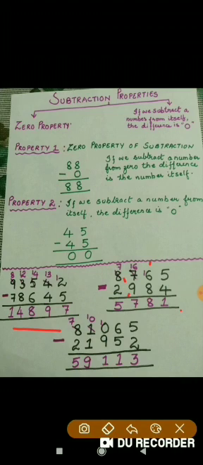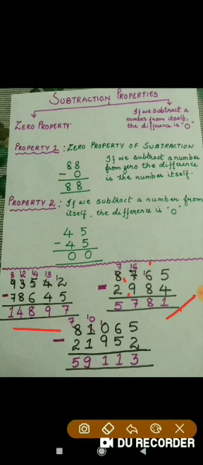Again, 9 cannot be subtracted from 7. So 16 minus 9 is 7. 7 minus 2 is 5. The next question will also be done like this. 5 minus 2 is 3. 6 minus 5 is 1.